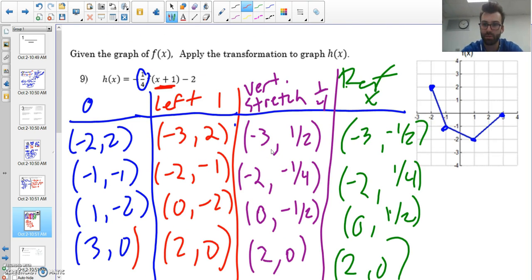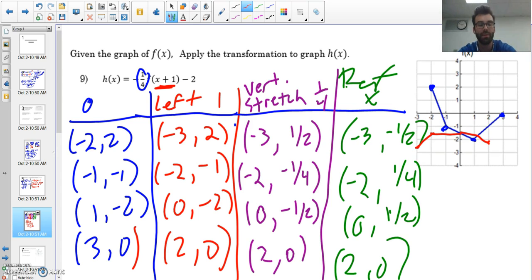-3, -2.5 is going to be about right there. -2, -1.75, about right there. 0, -1.5, about there. And 2, -2 is right there. And then connect your dots. All right. That's so rough. I'm using my fingers. Just bear with me on that one.